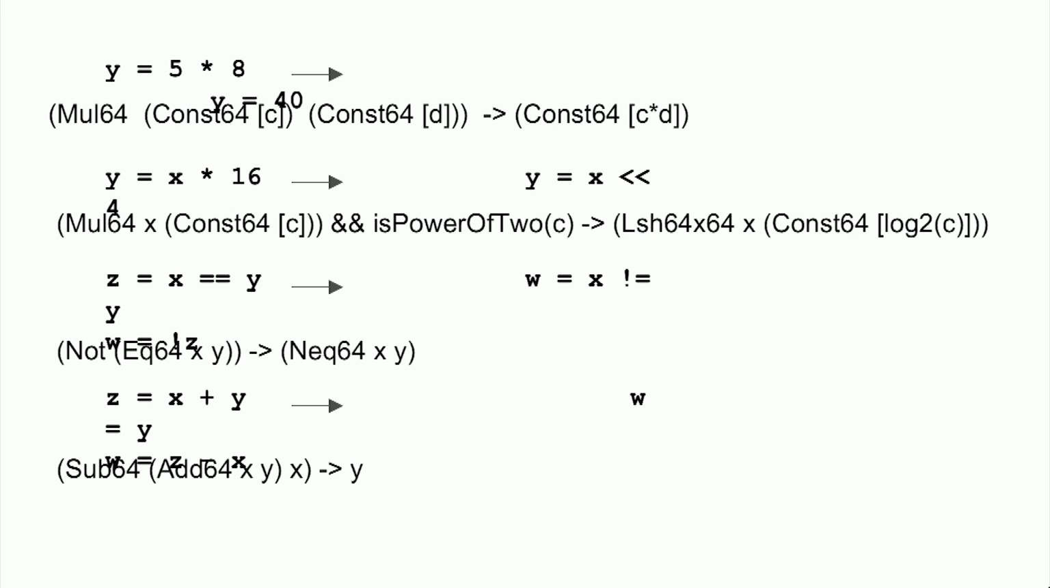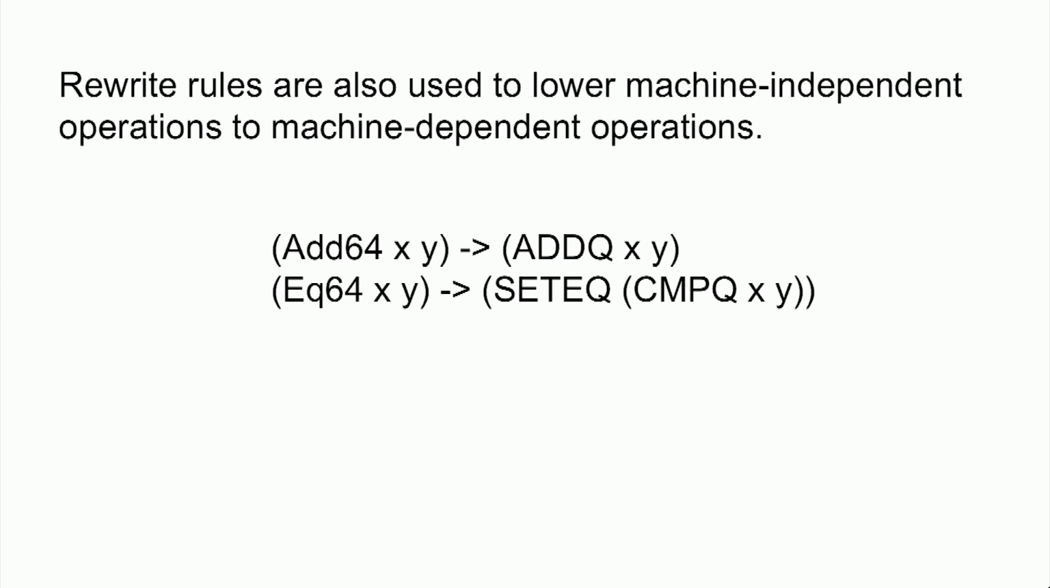If we have a multiply by 16, we can reduce that to a shift by 4, and here's the rule that does it. If there's a multiply of x by a constant, and that constant is a power of 2, we can replace that with a left shift operation. And similarly, there are other ones you can't read because the formatting didn't come across. But we can replace a not of an equals with a not equals, and we can replace x plus y minus x with just y. And so rewrite rules are used for these small optimizations.